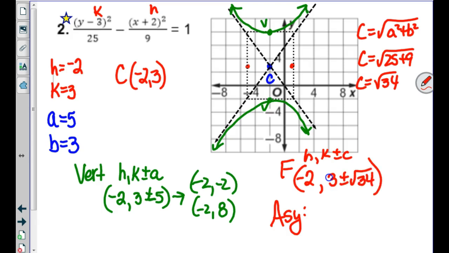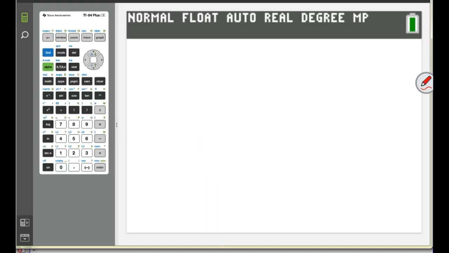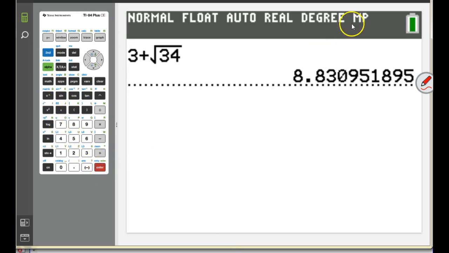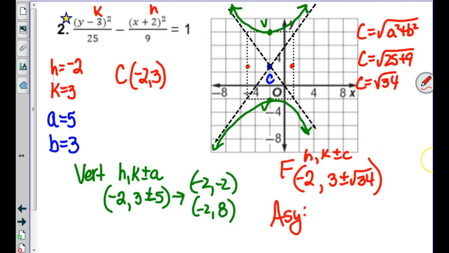Now, if you want to know if you did it right, you real quick type 3 plus the square root of 34, and you get 8.8. So it would be at 8.8, just barely inside of there, right? So it was enough to put it inside. And then if you did 3 minus this, you should get it just inside down here.